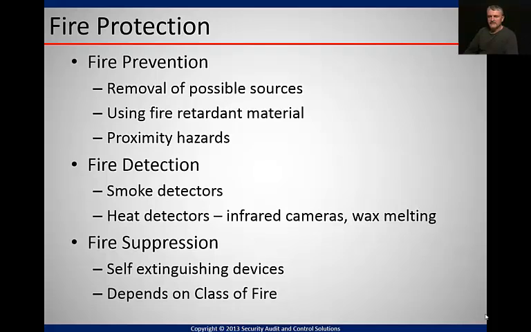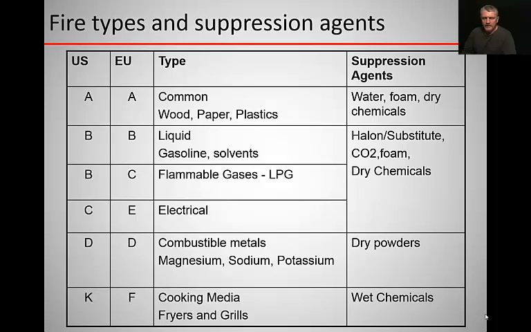Heat detectors, infrared cameras, and also, in the olden days, wax melting. We have fire suppression such as self-extinguishing devices, depending on the class of fire as well. When we look at this table here, there's the American and the European classification. We're going to focus on the American.